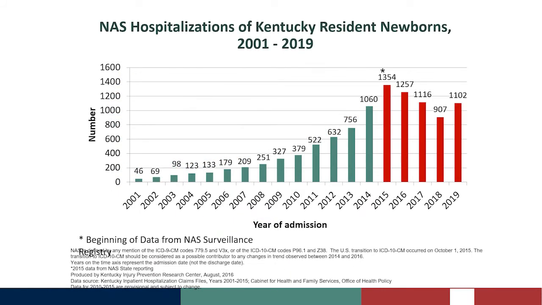In Kentucky, this is the number of cases reported from 2001 to 2019. Notice that in 2001, there were only 46 cases with a diagnosis of NAS in Kentucky. And then in 2015, we had a peak of 1,354 cases. We were sort of, in a way, glad that in 2018, the number dropped to 907. But recently, we have an increase to 1,102 in 2019.